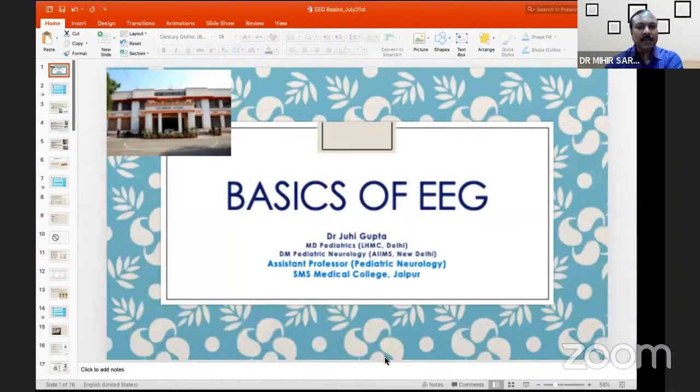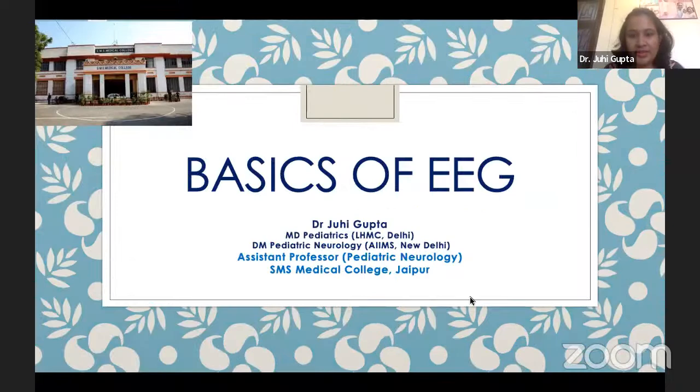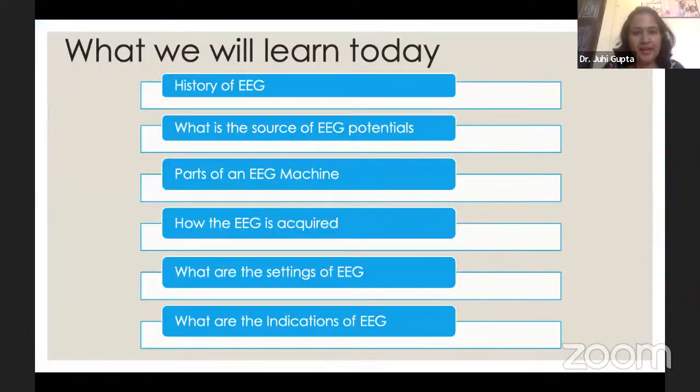Okay. So in this brief presentation, I will try to take you through the basics of EEG, and I'll be covering the history in a few brief slides. What is the source of EEG potentials, the parts of an EEG machine, how the EEG is acquired, what are the settings of an EEG that you should look at, and what are the indications of EEG.